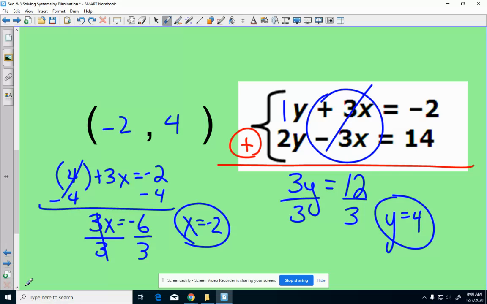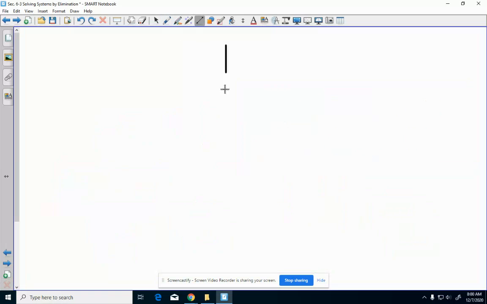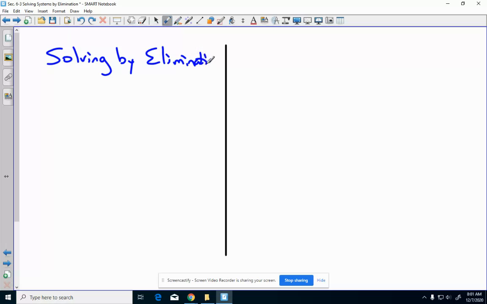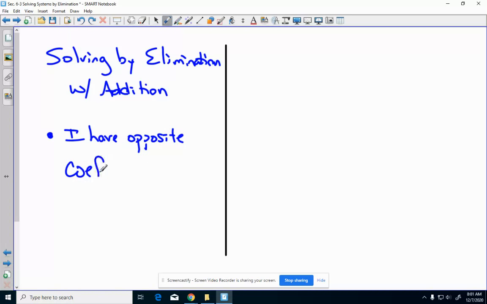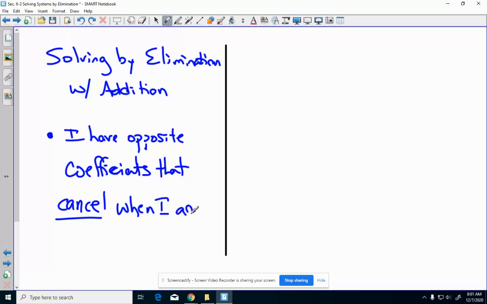Okay, so in the bottom of your notes, if I am solving by elimination with addition, it's because I have opposite coefficients that cancel when I add. Okay, that's important to remember.